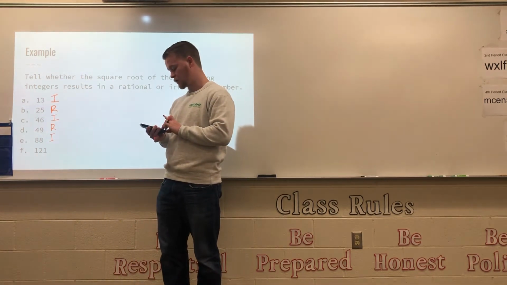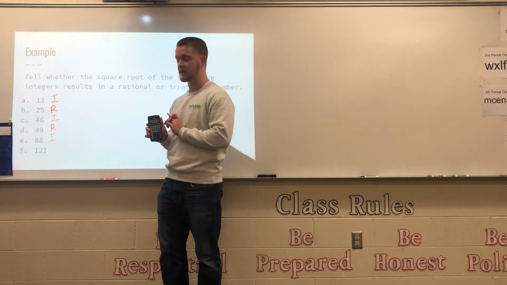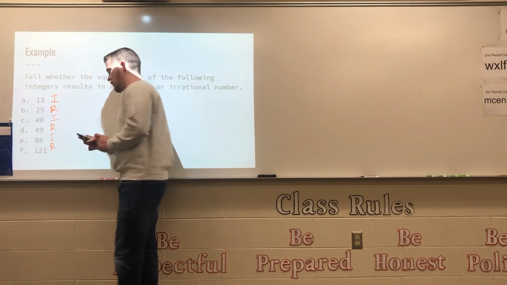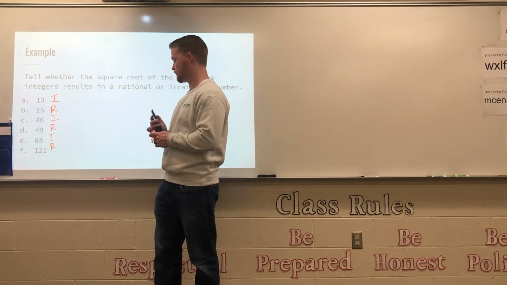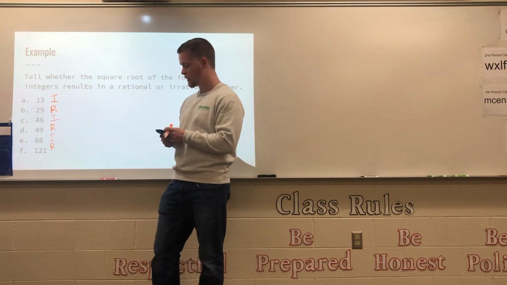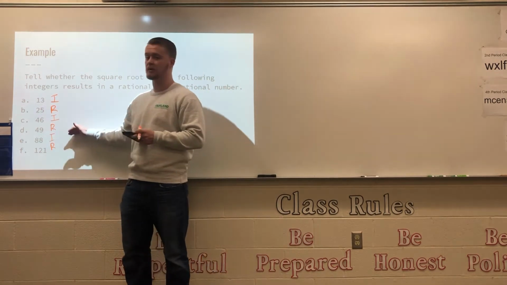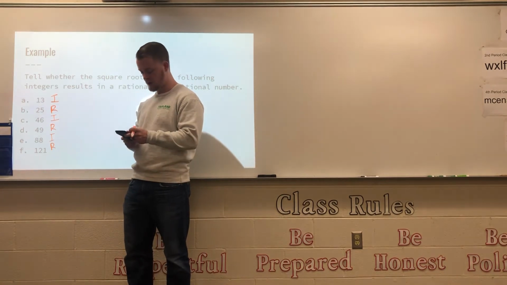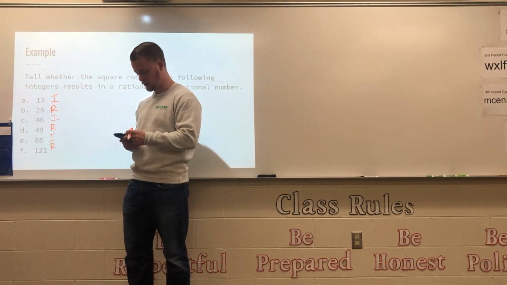And lastly, 121, its square root is 11. So there you see that it has a whole number, so it would be rational. So the trick that I would look at for these is basically, for square roots of numbers, if it doesn't come out to an exact number, it's most likely going to be irrational.